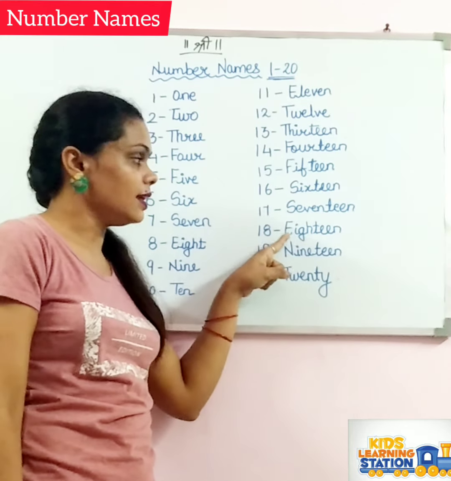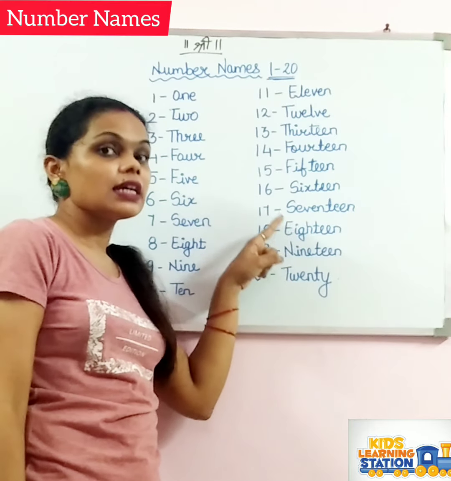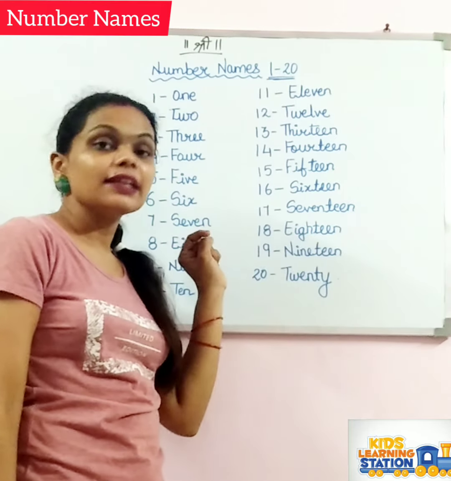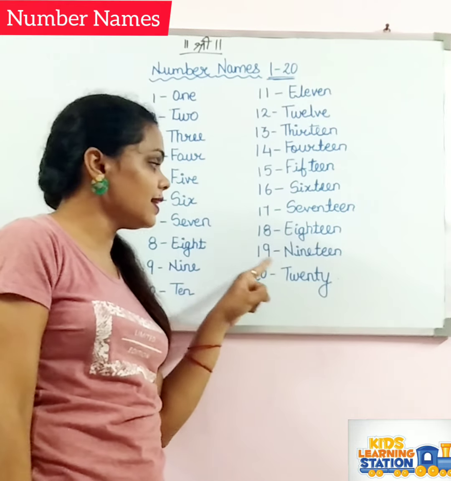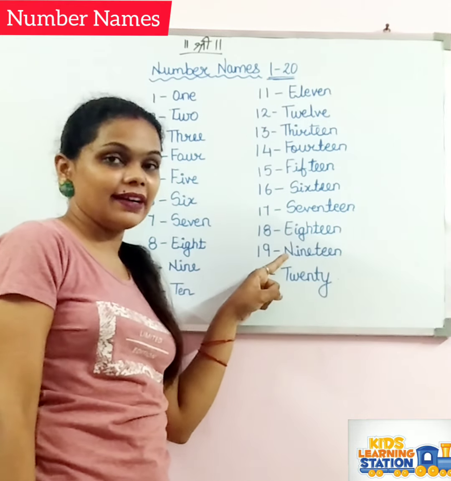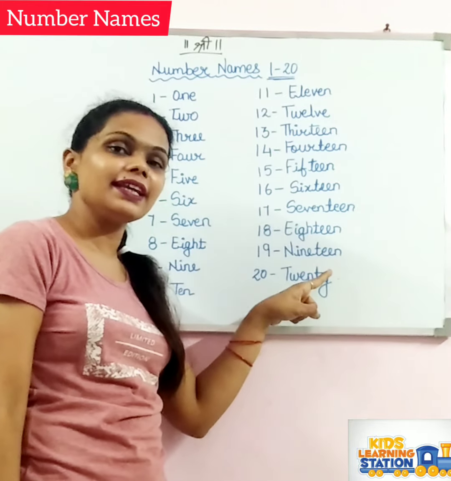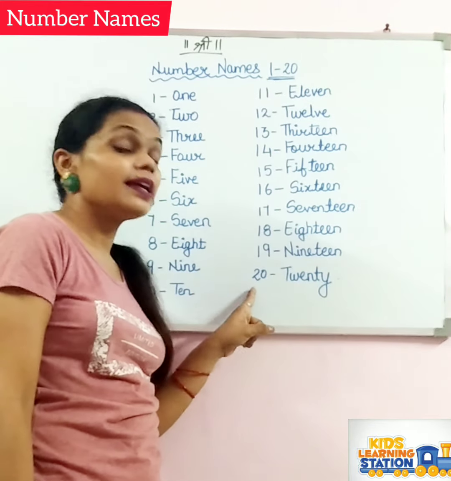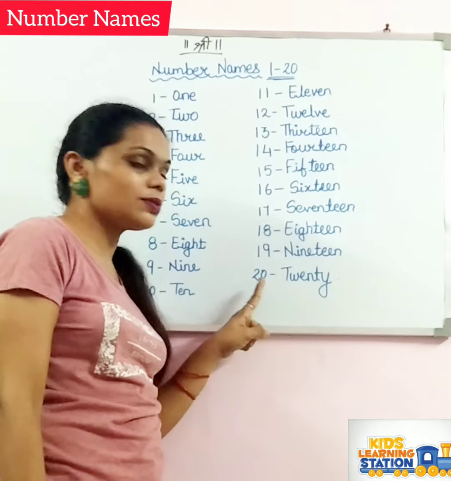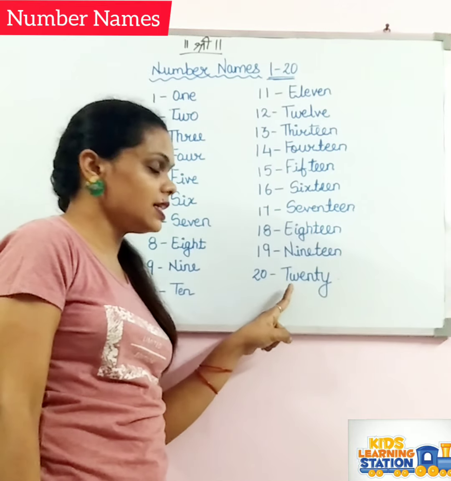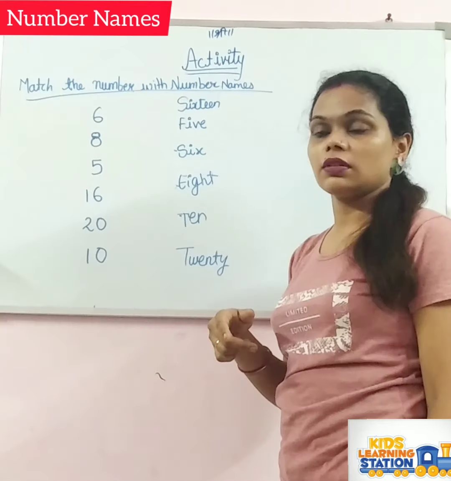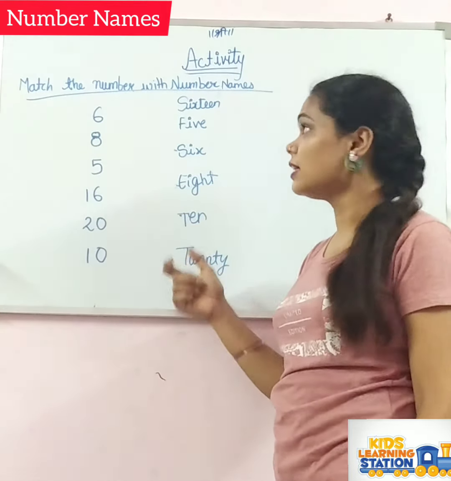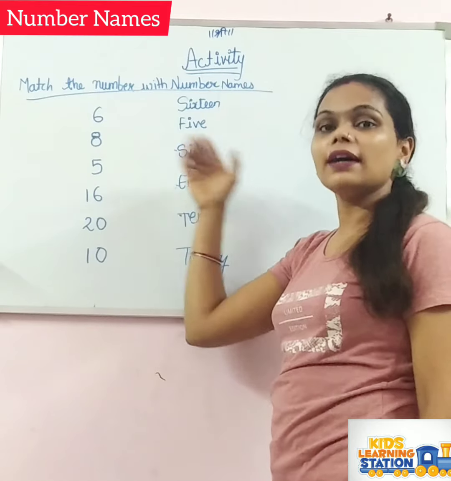18: E-I-G-H-T, E-E-N, 18. 19: N-I-N-E 9, T-E-E-N 10, 19. The last number is 20: T-W-E-N-T-Y, 20. Let's start the activity with the number names.